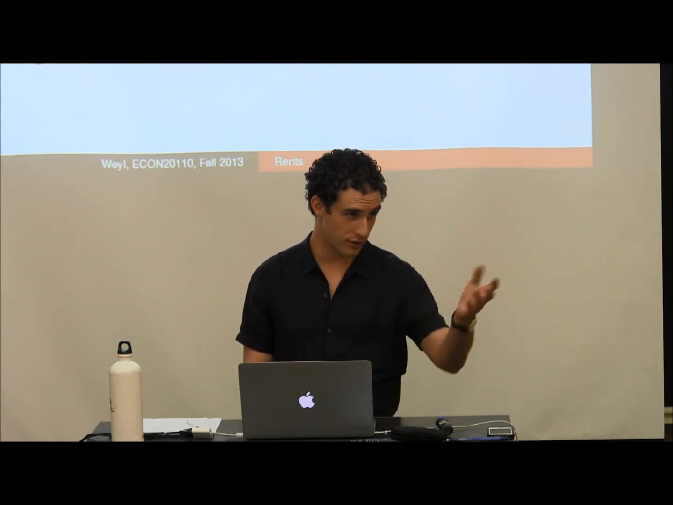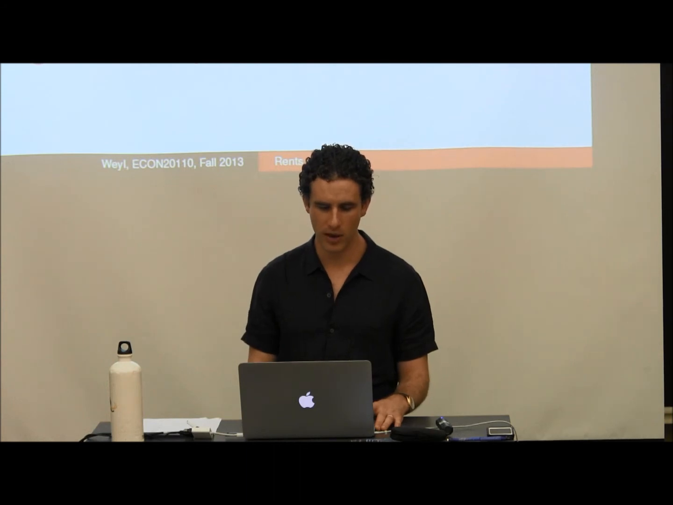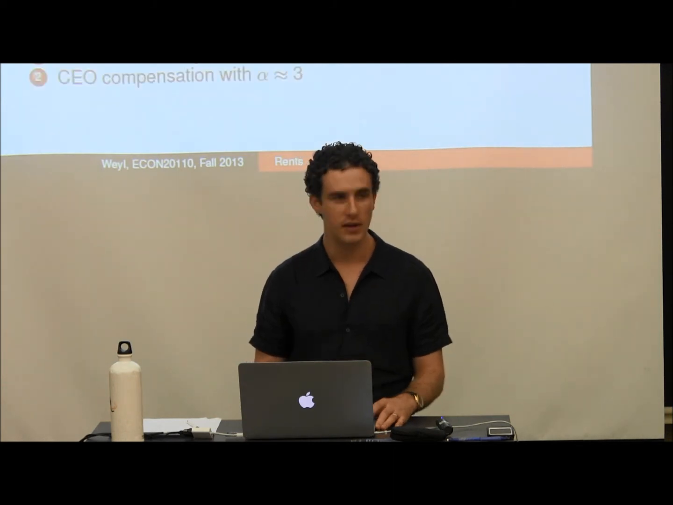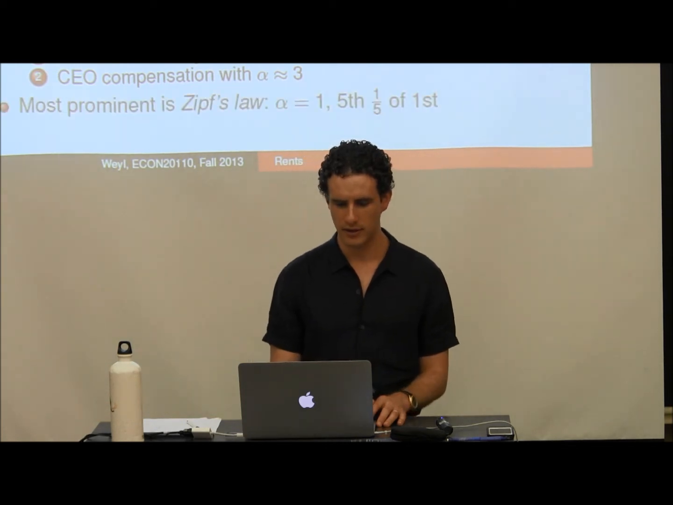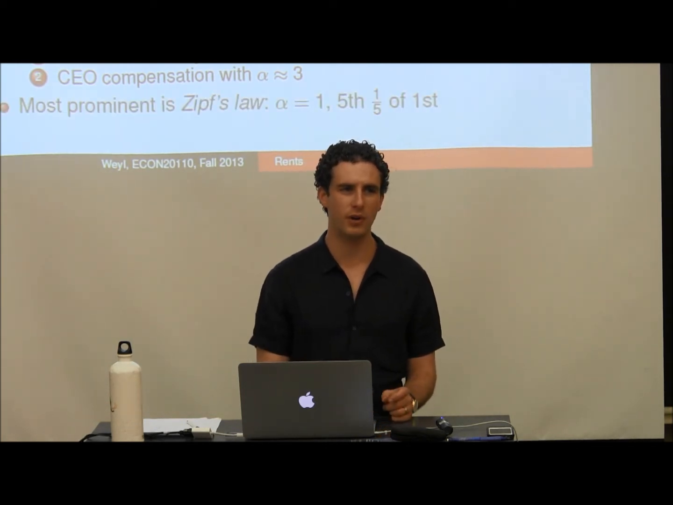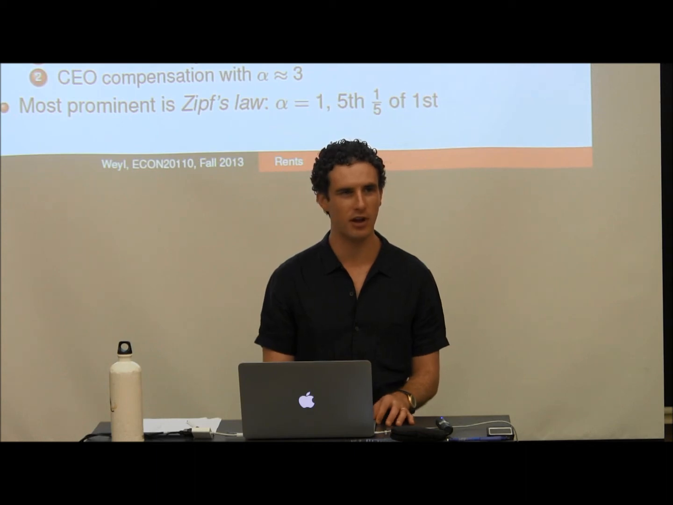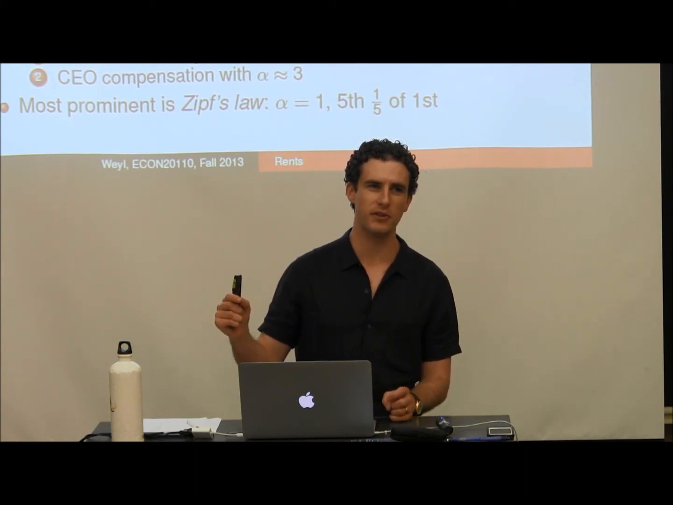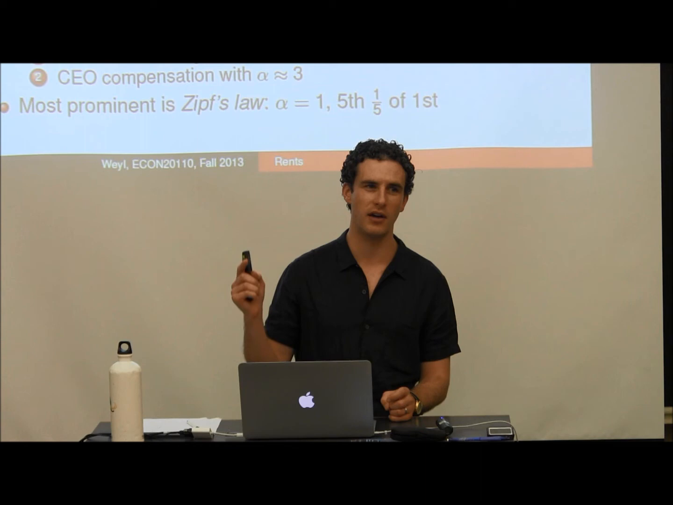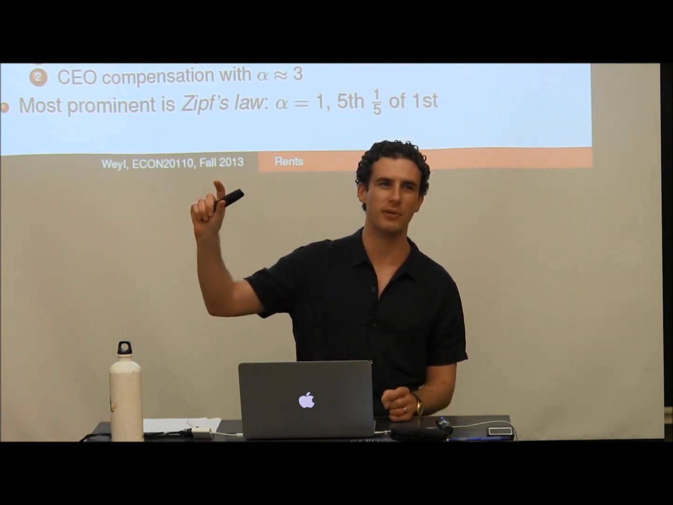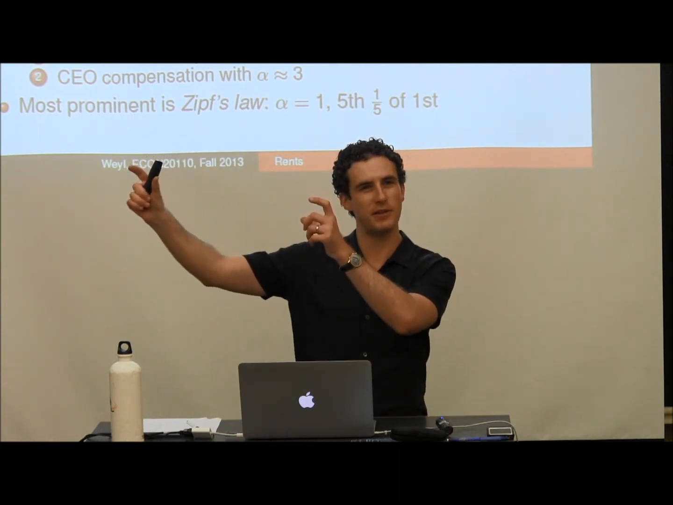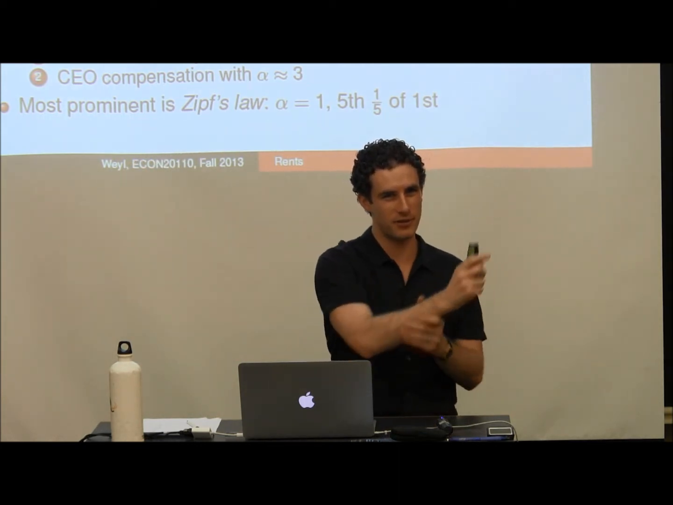Income, which is one measure of talent, is a power law with alpha somewhere between 1.5 and 3. Wealth is somewhere between 1 and 2. CEO compensation has an alpha of about 3. But the most prominent one is alpha equal to 1, which is called Zipf's law, which says that the 5th most talented person is 1/5 as talented as the most talented person. The 2nd most talented person is 1/2 as talented as the top person. So you see there are really big gaps at the top and smaller gaps as you go down.